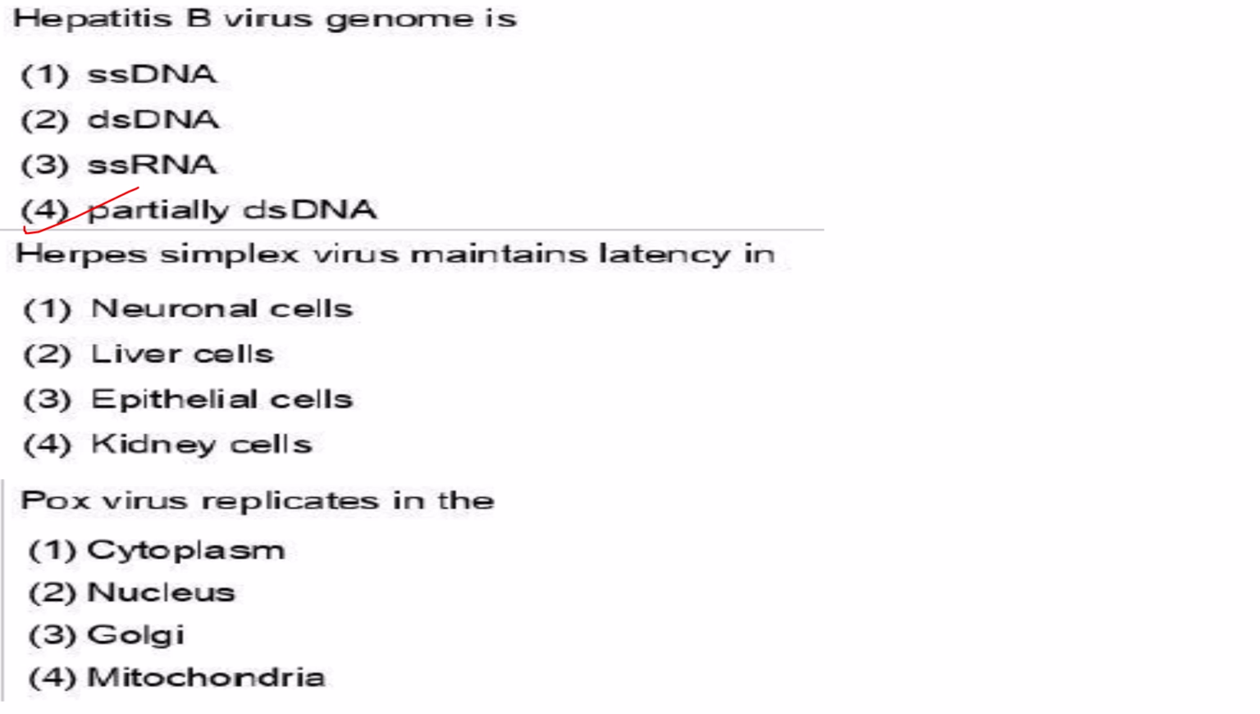And then next one, herpes simplex virus maintains latency in the neuronal cells. So during latency the virus remains dormant and it does not replicate. Okay, so that is latency. Pox virus is unique among DNA viruses, it replicates in the cytoplasm without entering the nucleus. So answer is 1.